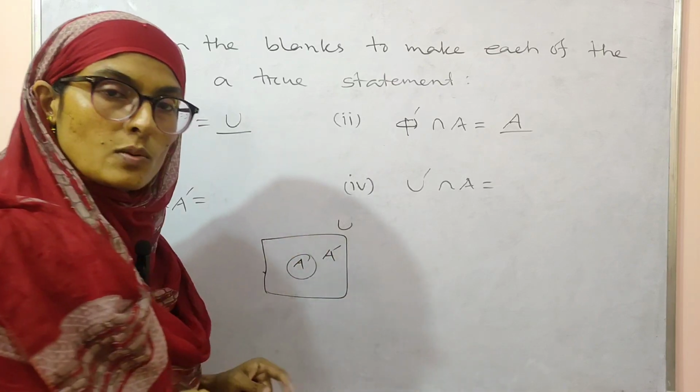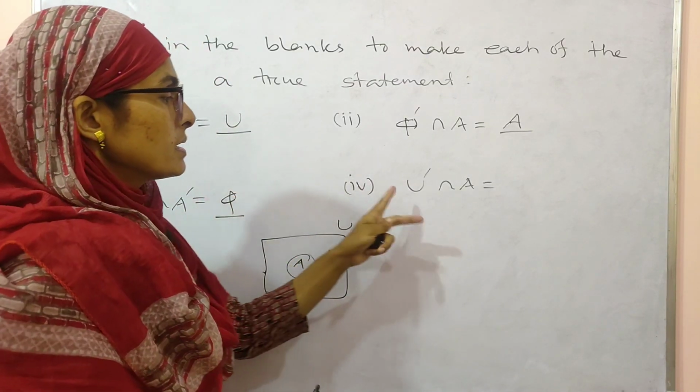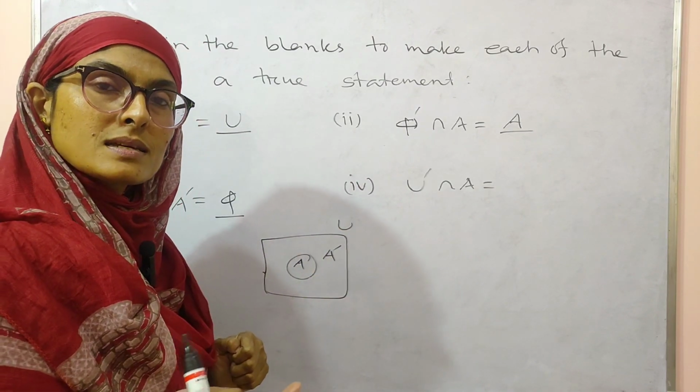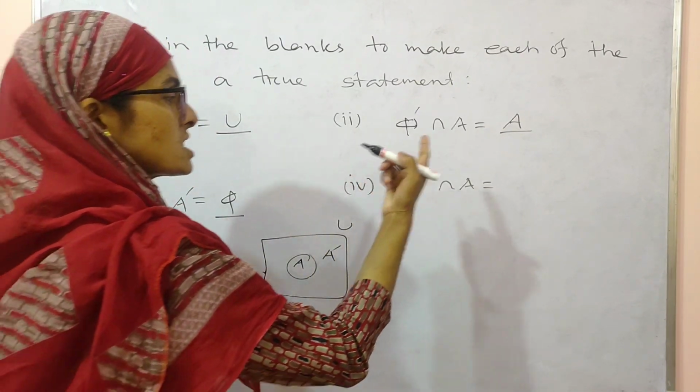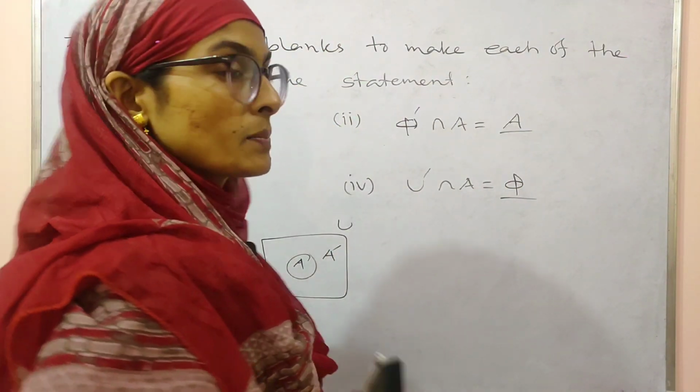Next, A intersection A complement. There is no common element, so this is phi. U complement means phi. Phi intersection A means phi. You will get phi. So exercise 1.5 is over.